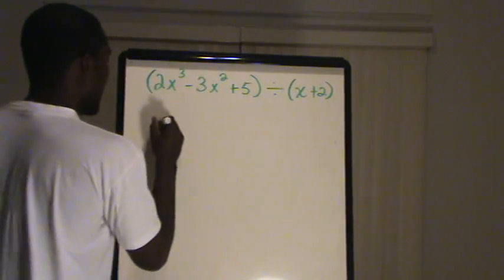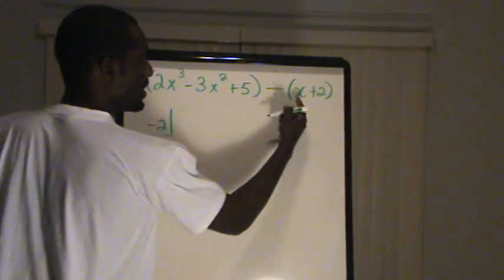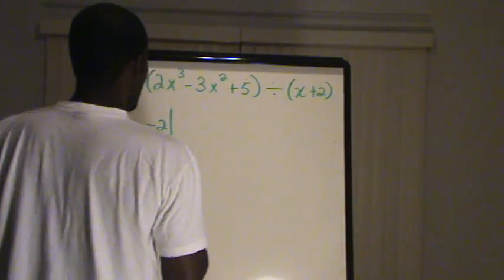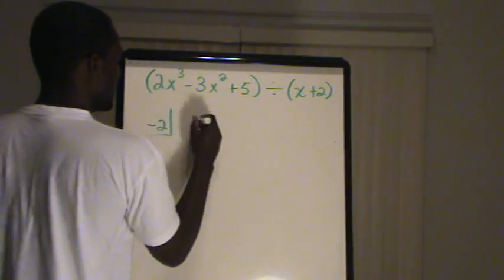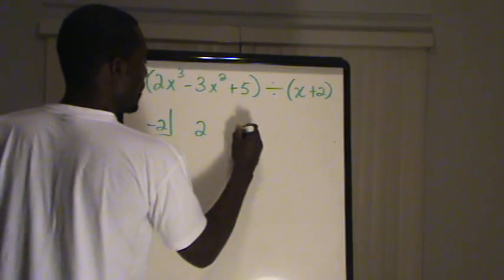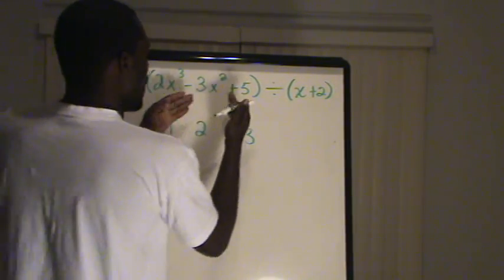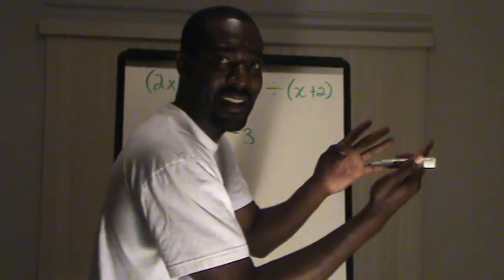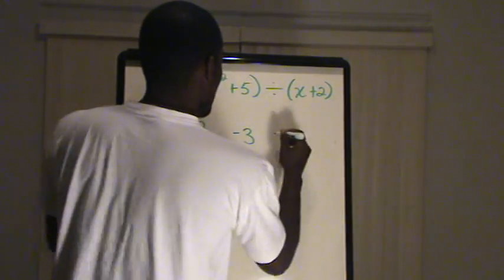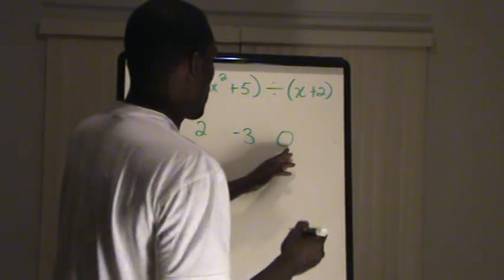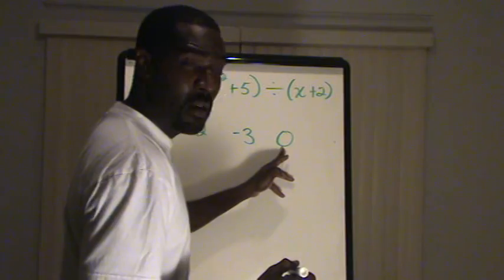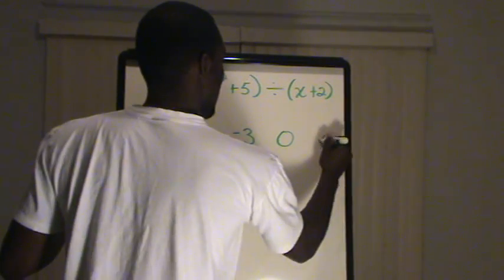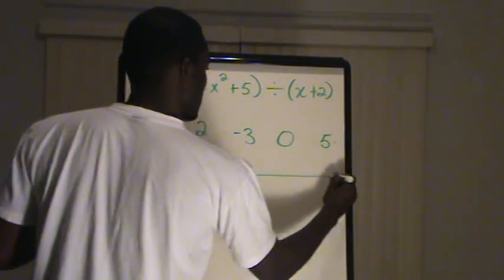So here we put our negative 2, again because it says x plus 2. And now our first coefficient is 2. Our next coefficient is negative 3. And again, we notice that there is no x term there. So what we do is we use 0 as the coefficient for that missing term. And we use our 5. And we start our process, synthetic division.